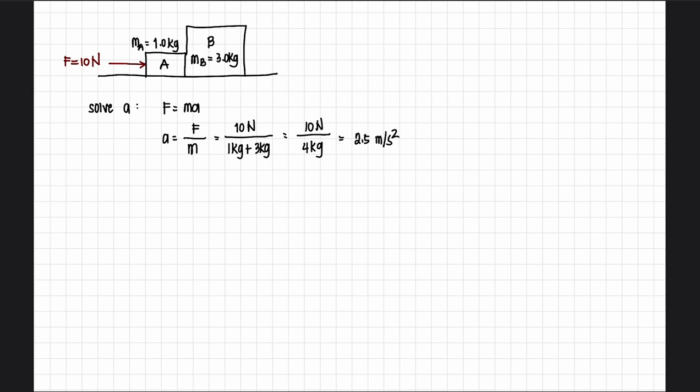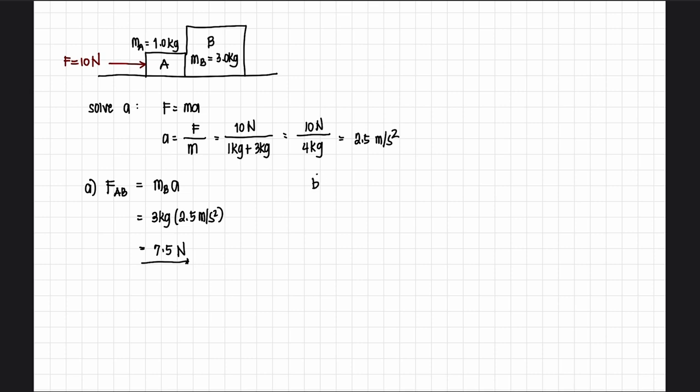So the force exerted by A on B would therefore be the mass of B times its acceleration. That's what causes object B to move. The mass of B is 3 kilograms and its acceleration is 2.5 meters per second squared. So that would be 7.5 newtons.